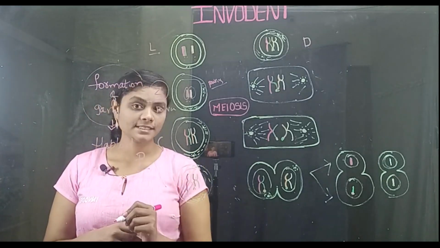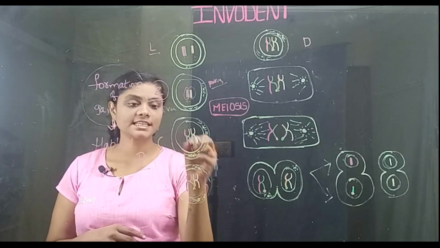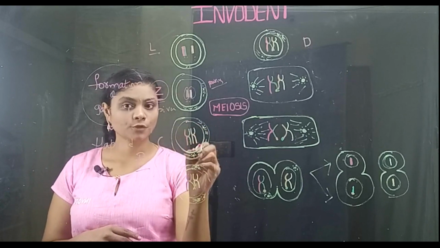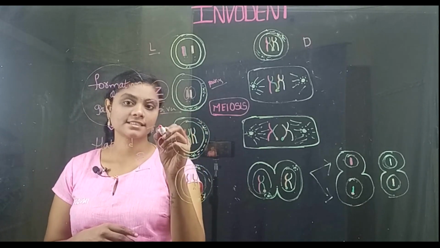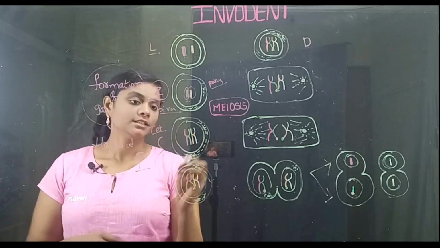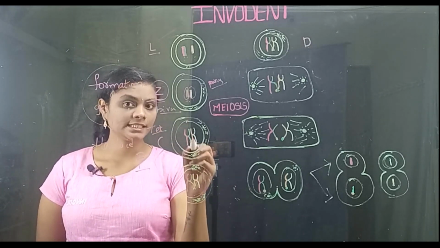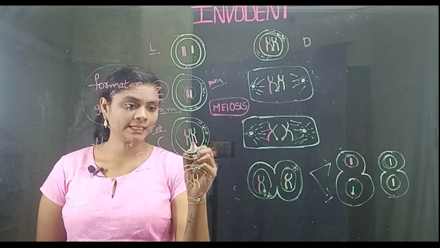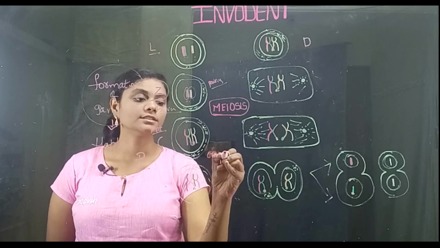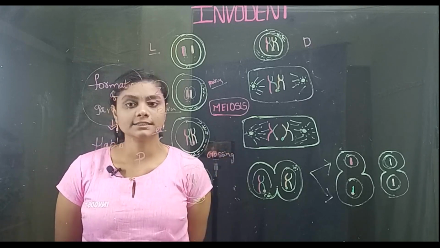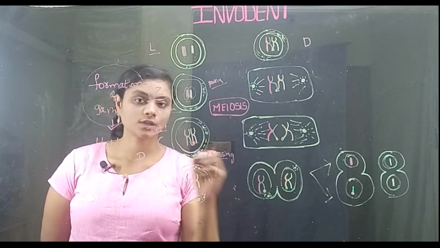So now what happens is that there is coiling of two internal chromatids, and this configuration of chromosomes is known as tetrad. This is bivalent and this is tetrad. Now the coiling up of the two chromatids which are present in the internal surface, this coiling of the chromatids is known as crossing over.